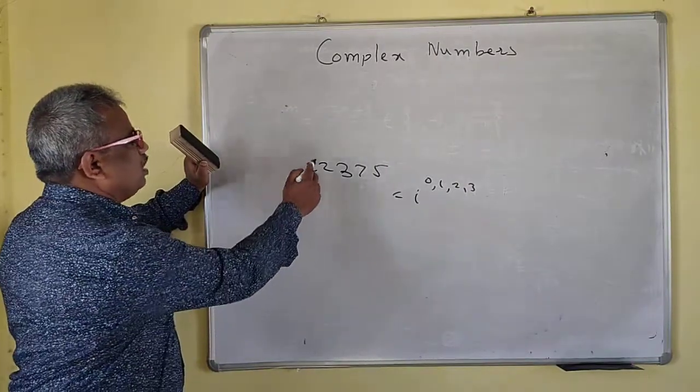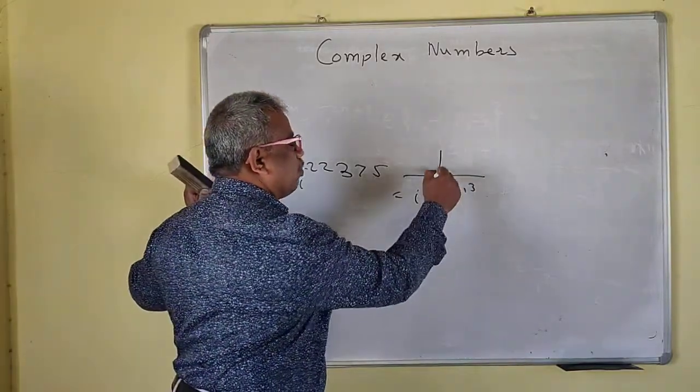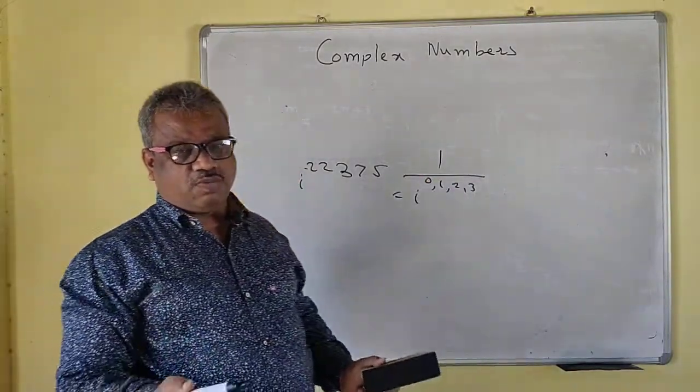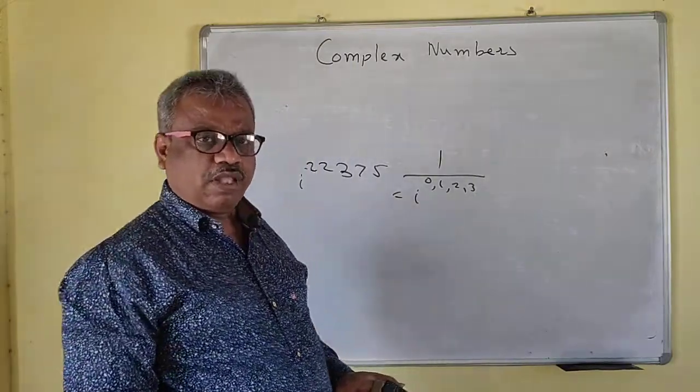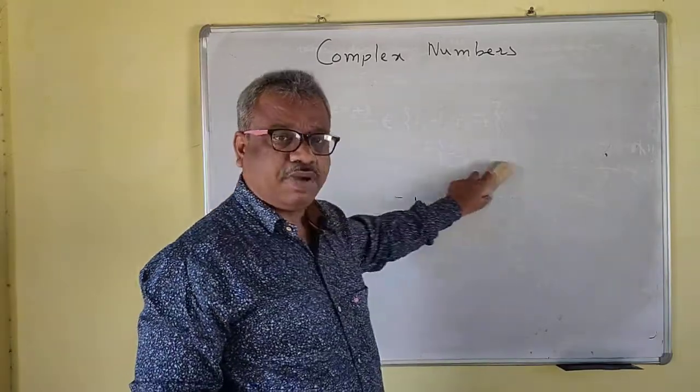If the power is minus, just shift it to the denominator. You will get 1 upon i to the power, and you know the value of 1 upon i is minus i. Remember that also: 1 upon i is minus i.